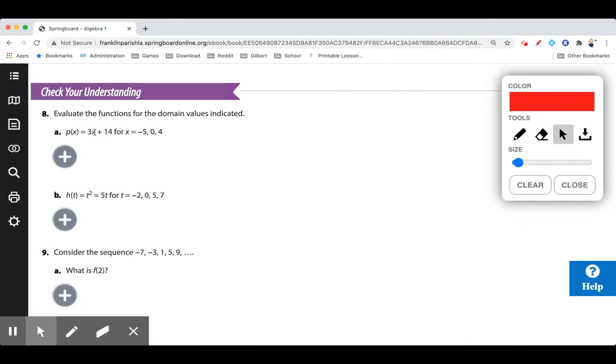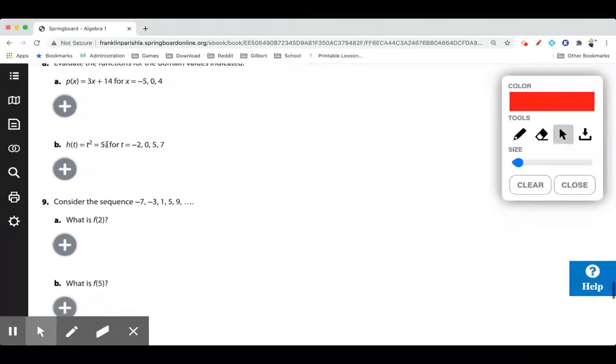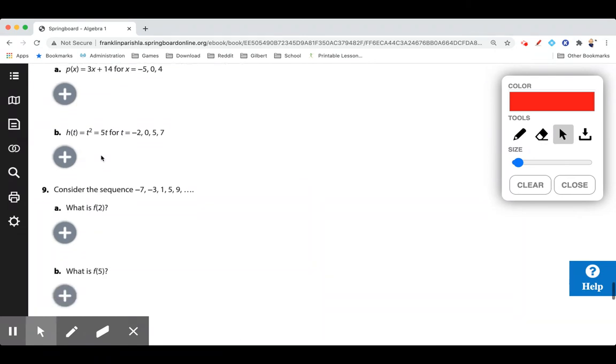So I will replace this with -5. 3 times -5 is -15, plus 14 is -1. Replace it with 0. 3 times 0 is 0, plus 14 is 14. Replace it with 4. 3 times 4 is 12, plus 14 is 26. Same here. We need to replace them with these numbers and work it out.